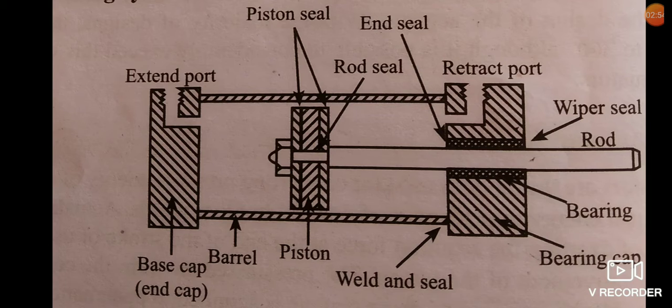The piston seal prevents metal to metal contact and wear of the piston head and the tube. These seals are replaceable. End cushioning is also provided to prevent the impact with the end caps.